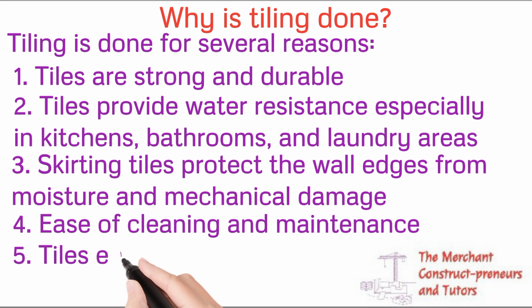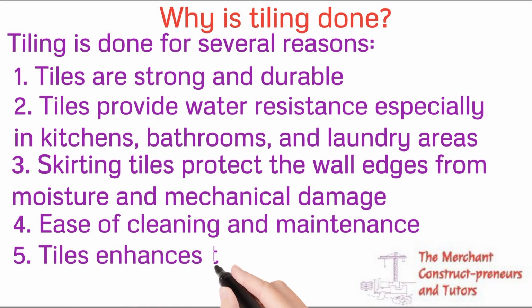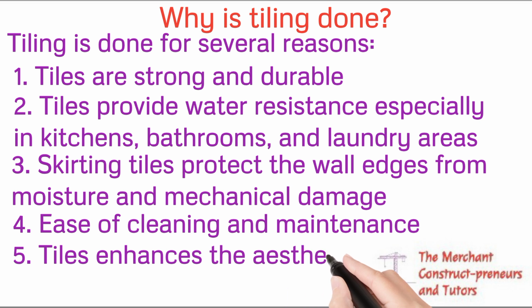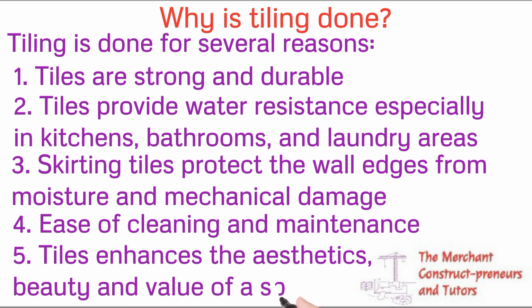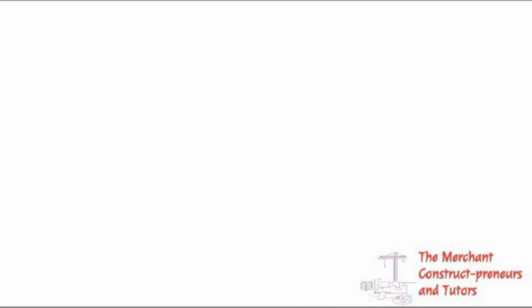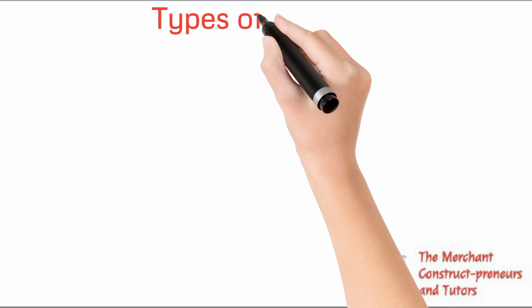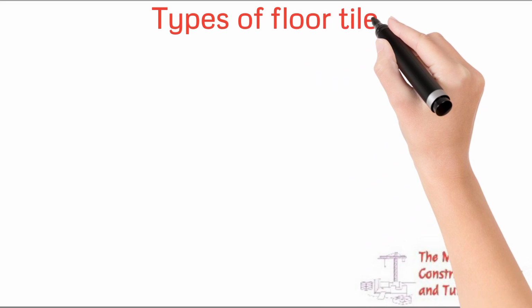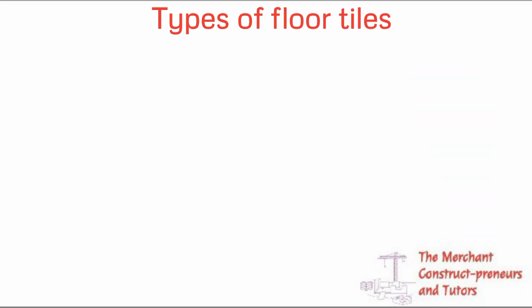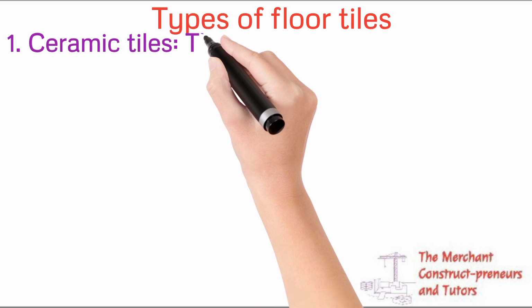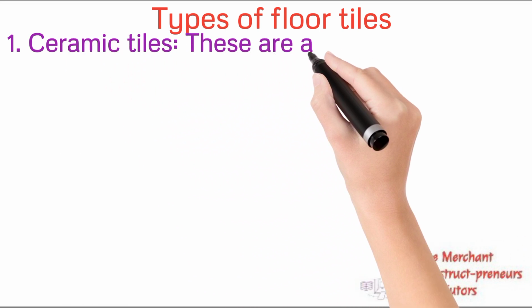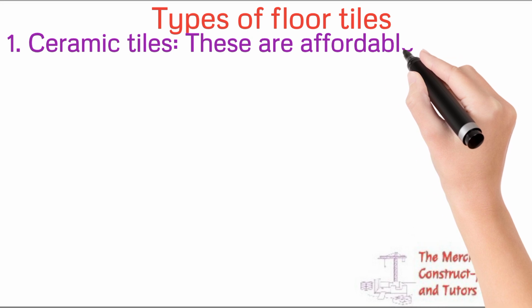Another one, very important, is ease of cleaning and maintenance. No matter the type of stain on the tiles, it is easy to clean and maintain, unlike other surfaces whereby you need to do one or two extra things. So the next one is tiles enhance the aesthetics, beauty, and value of a space. Another beautiful reason why tiling is being done. Once you are done with the tiling, the spaces are looking very, very elegant, right?